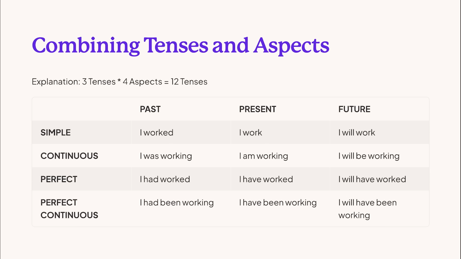Let's begin with the simple aspect. This is the aspect we use most when we are just starting to learn English. This aspect usually indicates facts or generalizations, repeated actions, or single completed actions.